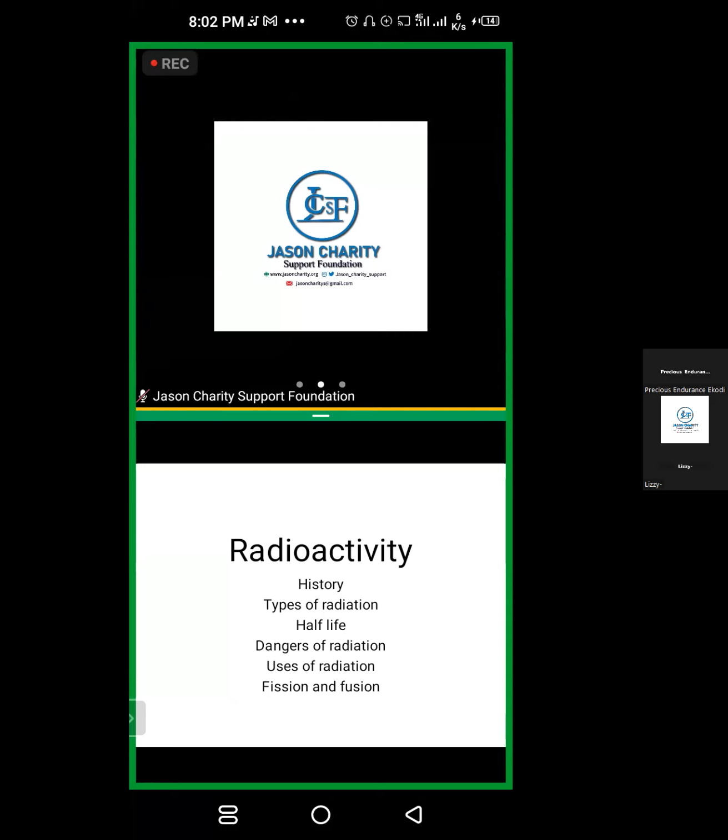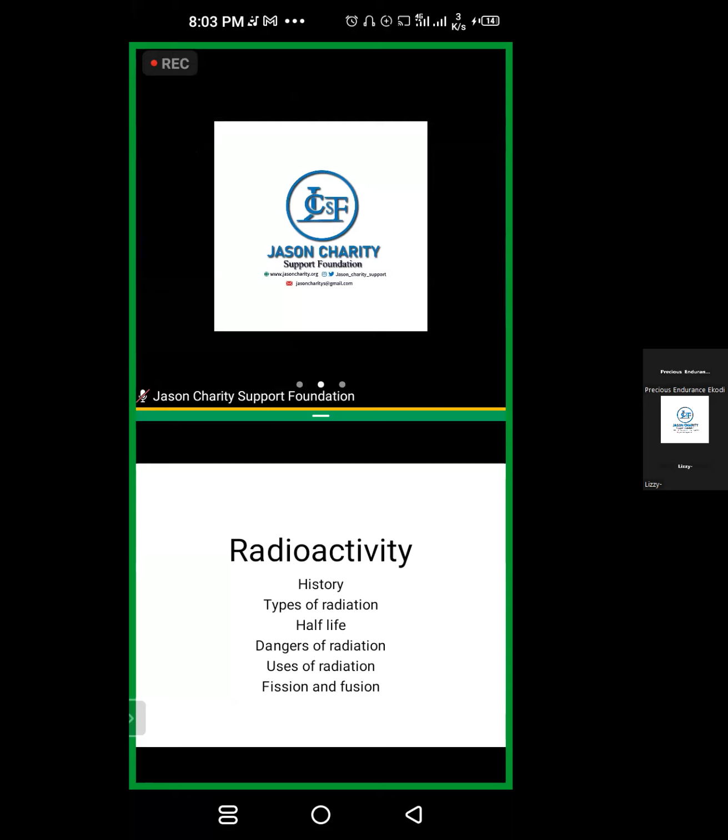Today we'll be discussing the topic radioactivity. I remember when I asked my student one time what radioactivity is, they told me it's what happens in the radio. Well, radioactivity has nothing to do with that. So, let's dive in directly.